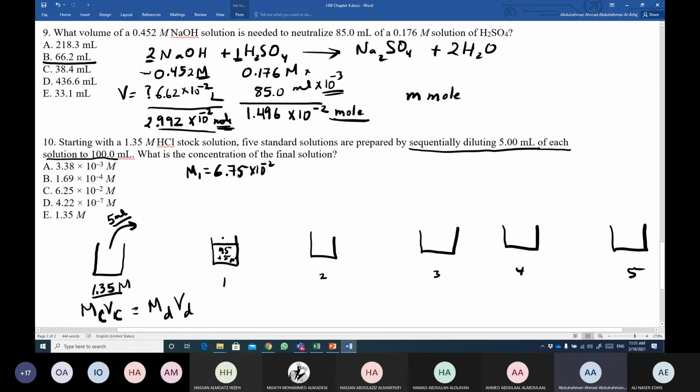Okay, next, I took 5 milliliter of this one and made 100 milliliter here. What will be M2? 3.38 times 10 to the power minus 3. I wish more than one did the calculation so that we're sure. Yes, that's correct. Then I'll do the same thing. I'll take 5 milliliter from here and make 100 here. What will be M3?